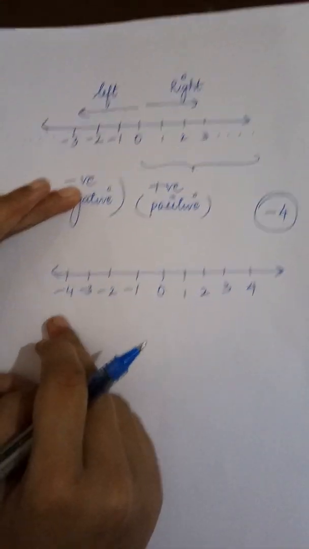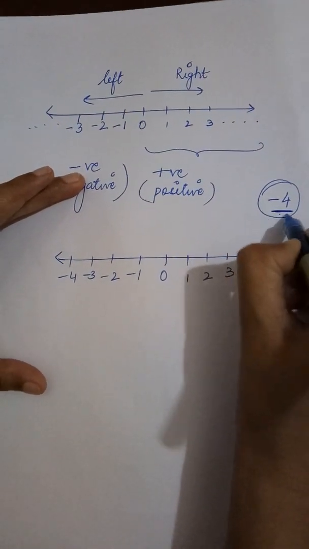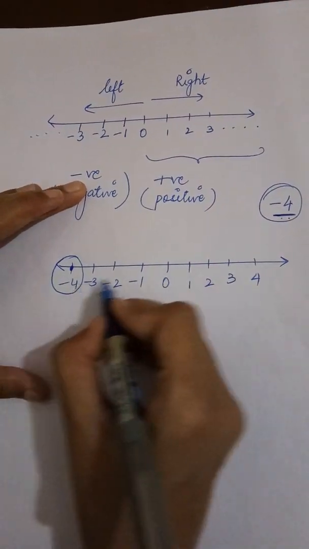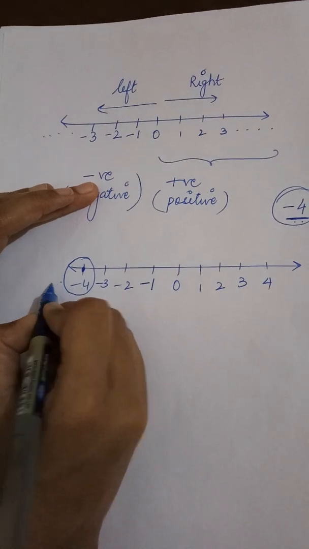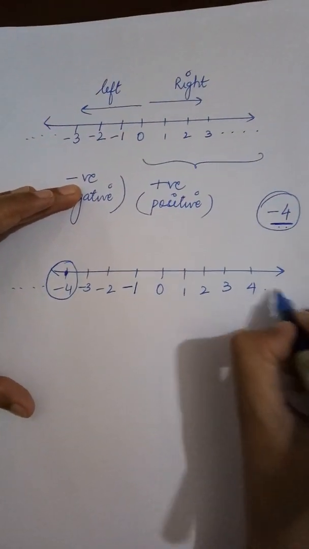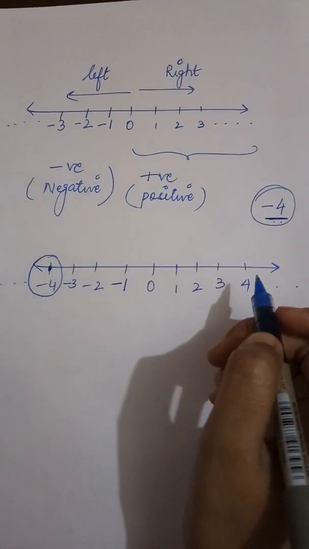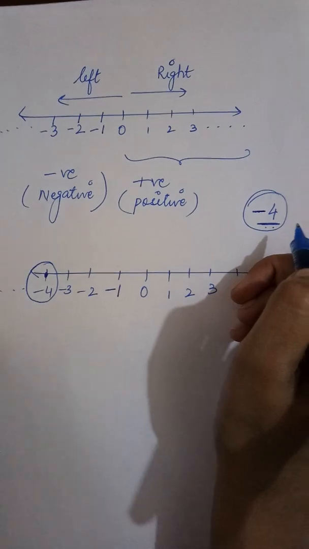Now what number are they asking you to represent? -4. So this is -4. Make sure that after 0 you start from -1, then -2, -3, -4, and so it goes on. Here also it goes on. So if I am going to talk about -4, to the left side, when you see a minus sign, minus means you are going to move to the left side.